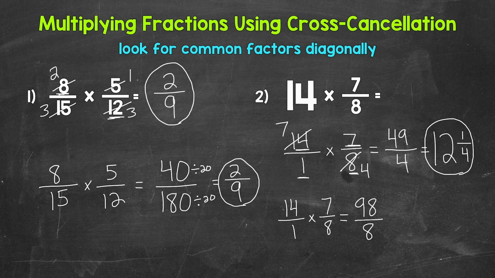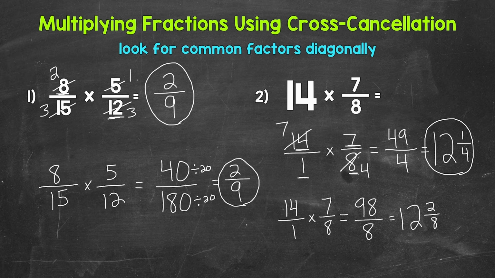So let's convert this to a mixed number. We need to do 98 divided by 8. So how many groups of 8 in 98? Well, 12. That gets us to 96. So again, 12 groups of 8 in 98. That gets us to 96. So we have a remainder of 2, and we keep that denominator of 8 the same.